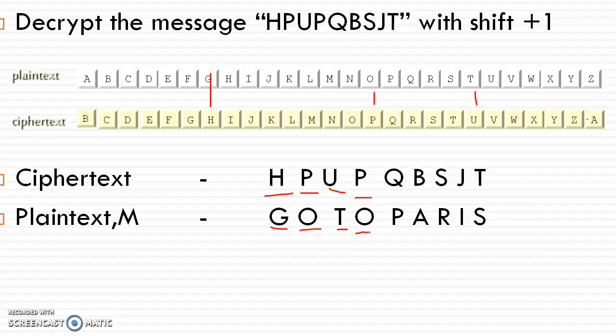This way you have to perform the encryption or decryption in a Caesar cipher.